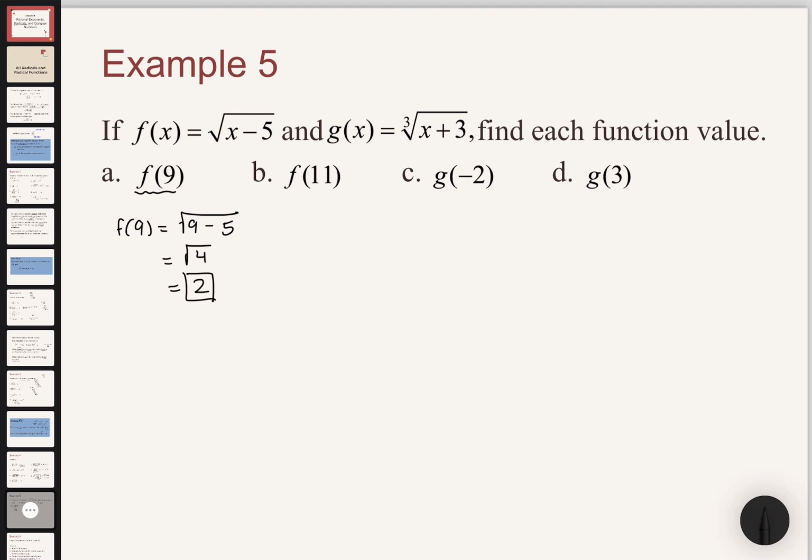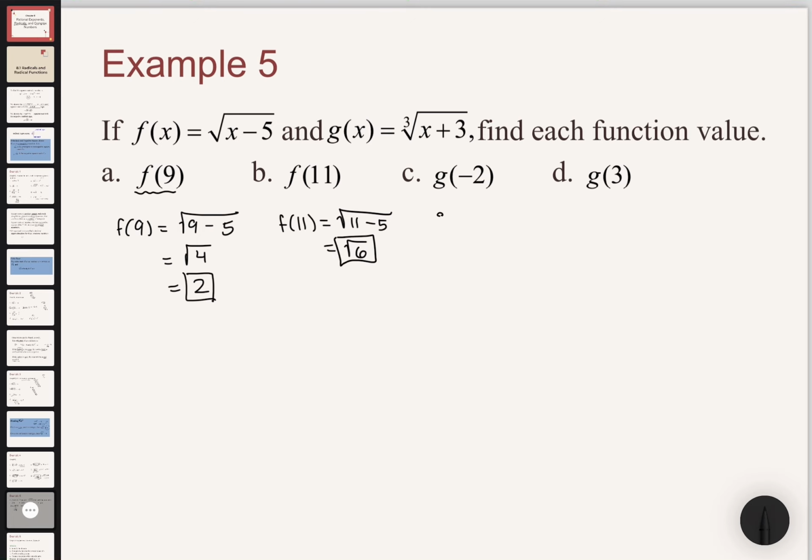Feel free to go ahead and try the rest of these ones, see how far you get, see if we get the same thing. I'm going to keep plugging along. F of 11, I'm plugging in 11 for x. 11 minus 5 gives us 6. I can't actually simplify that anymore. If I factored 6, it would just be 2 and 3, so I'm not seeing any factors show up twice, so that's as simplified as that's going to get, square root of 6.